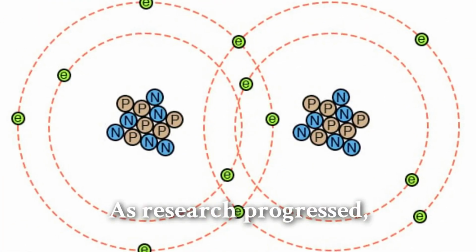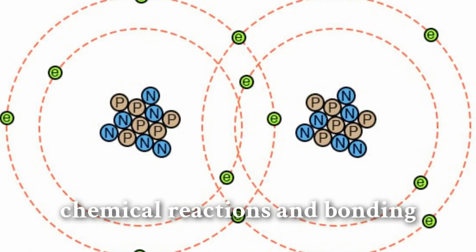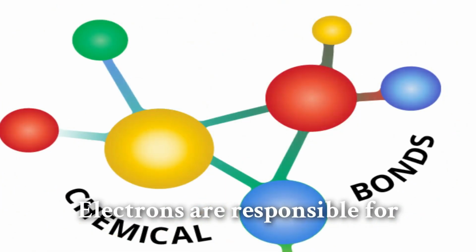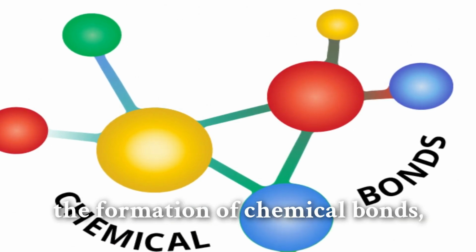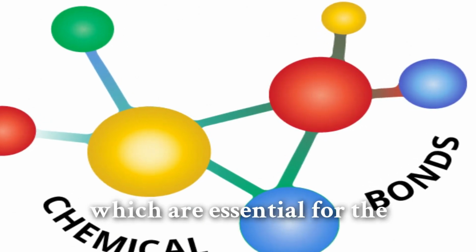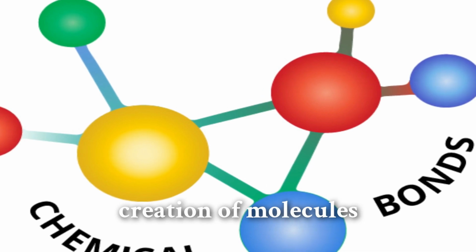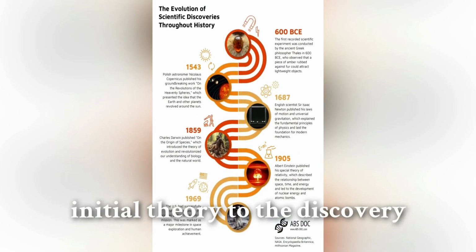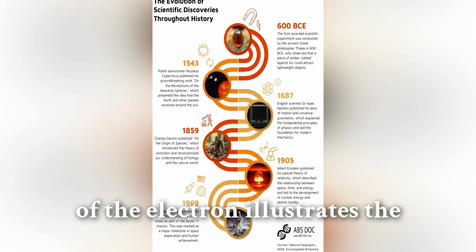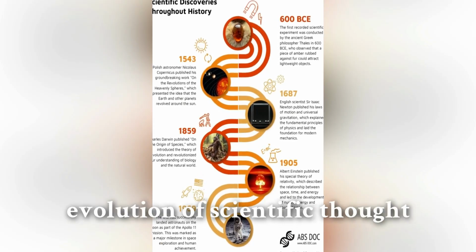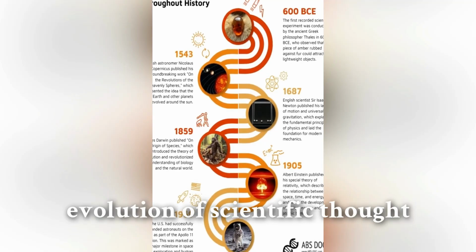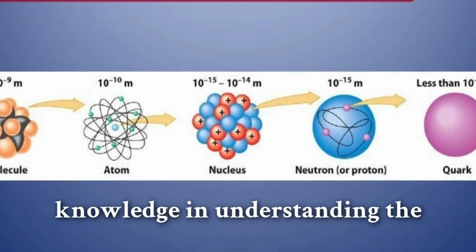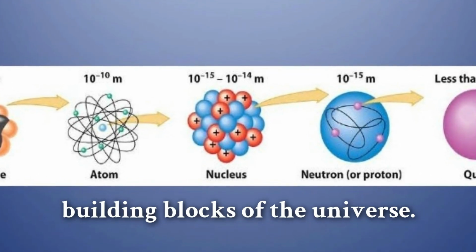As research progressed, the role of electrons in chemical reactions and bonding became increasingly evident. Electrons are responsible for the formation of chemical bonds, which are essential for the creation of molecules and compounds. The transition from Dalton's initial theory to the discovery of the electron illustrates the evolution of scientific thought and the ongoing pursuit of knowledge in understanding the building blocks of the universe.